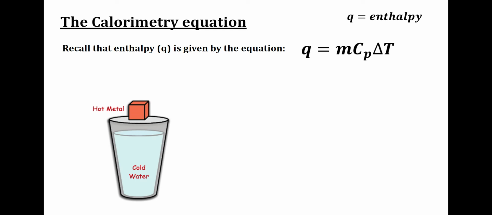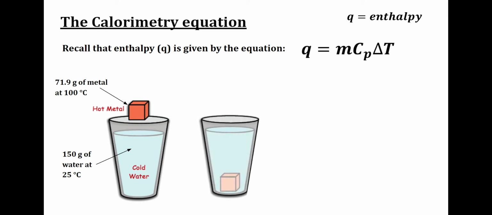So here's an application of the calorimetry equation. We have some hot metal and cold water: 150 grams of water at 25 degrees Celsius, and 71.9 grams of metal at 100 degrees Celsius. So it's important whenever we're doing calorimetry calculations to know the mass of something and the initial temperature of something.